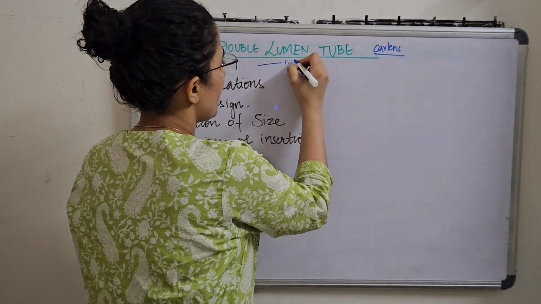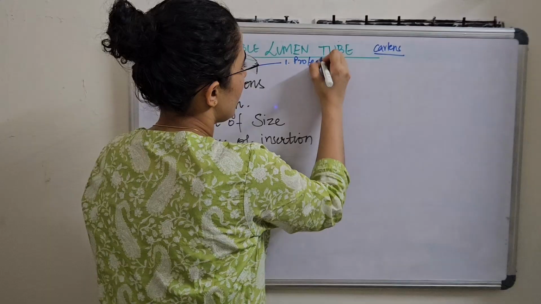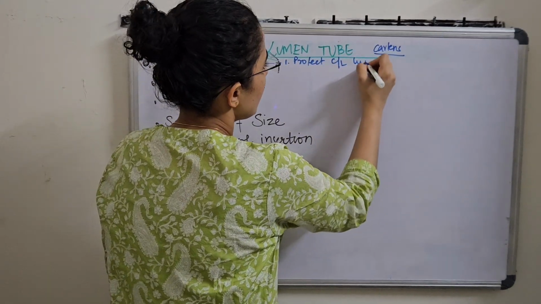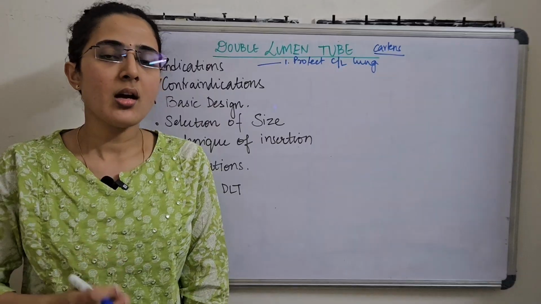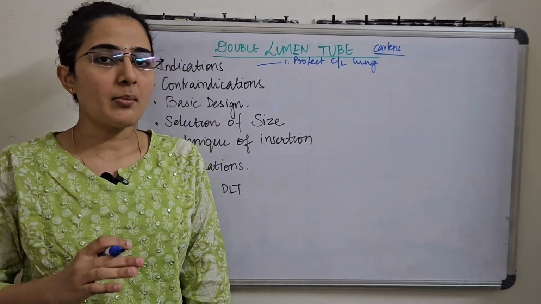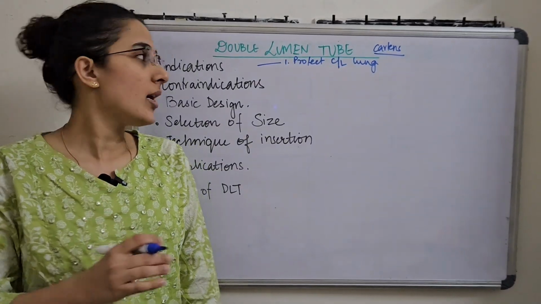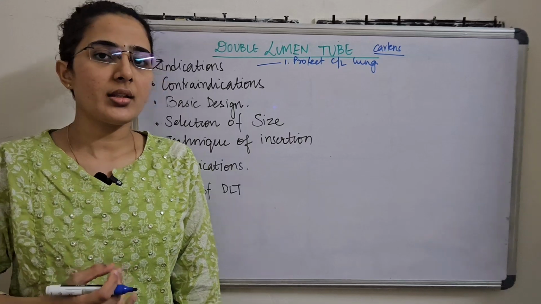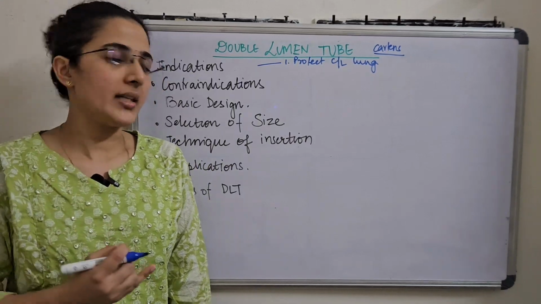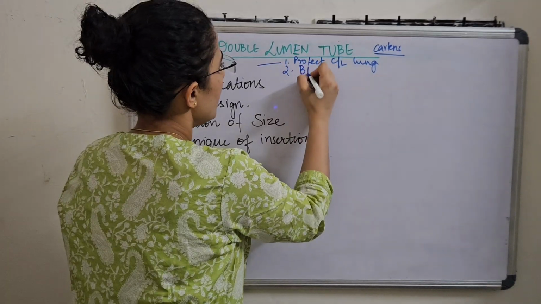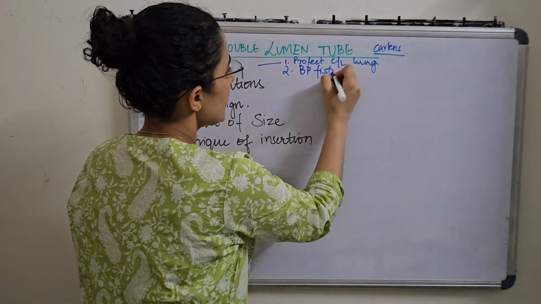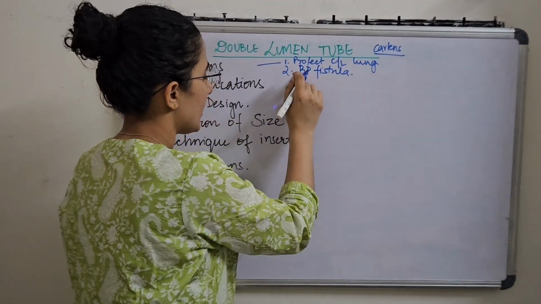First is to protect the contralateral lung. This is in conditions where the contralateral lung has a lung abscess, or there is any pulmonary hemorrhage or any lung infection. In that case, to protect the contralateral lung, we can do one lung ventilation. Another indication is a bronchopleural fistula.